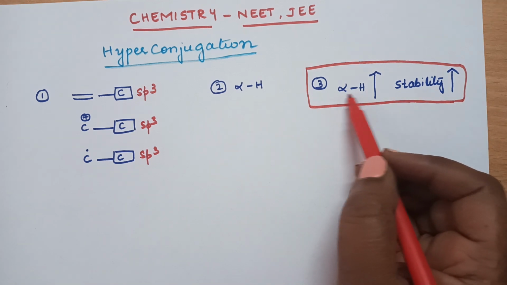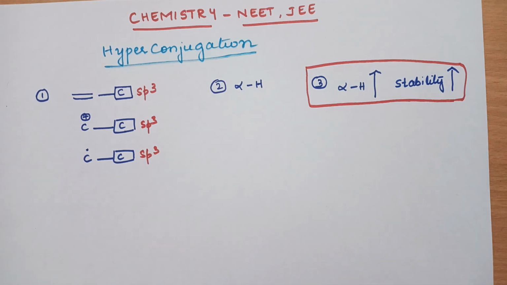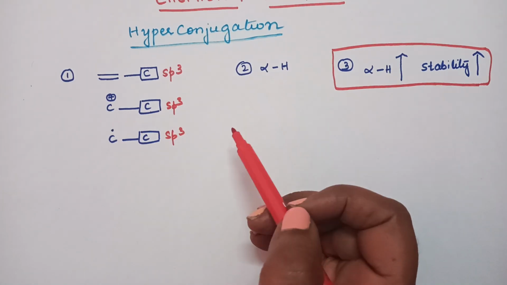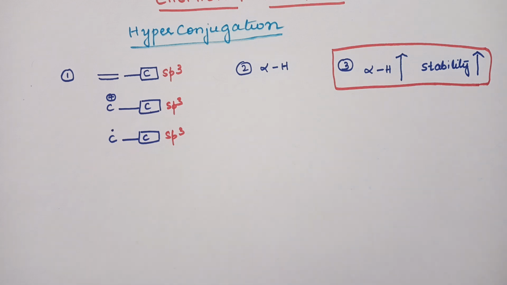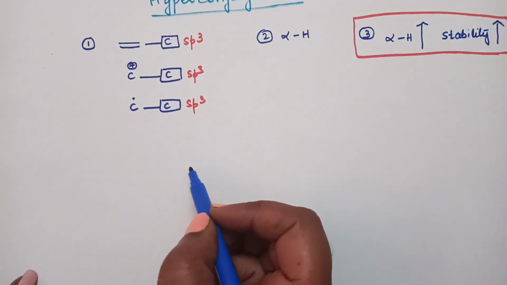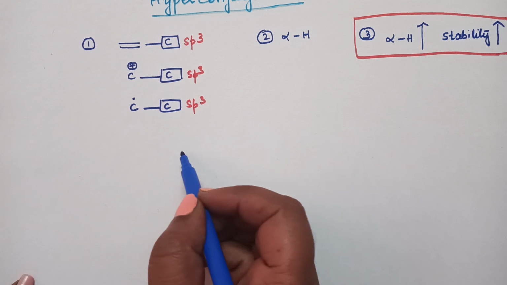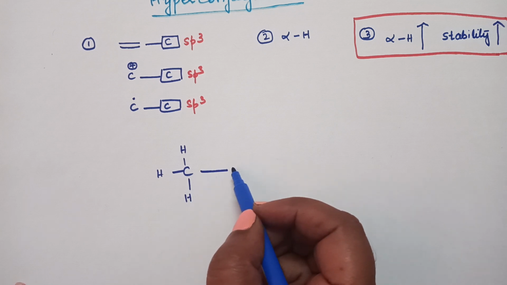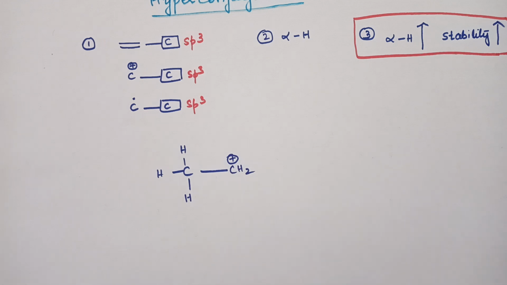When the number of alpha hydrogen atom in a given structure is more, then the stability will be high by hyperconjugation. So students, in the last class I have taught how to find the number of hydrogen atom and what is alpha hydrogen atom as well. So if you have not watched that video, I'll just tell you what is that. See, suppose a structure is given like this. C, H, H, H, and then here CH2 positive sign. So this is the structure given to you.